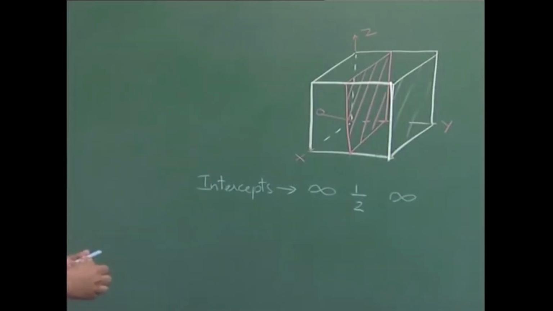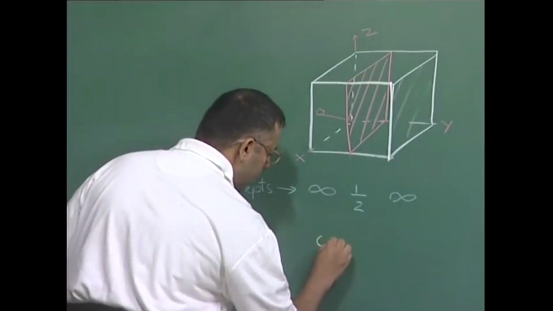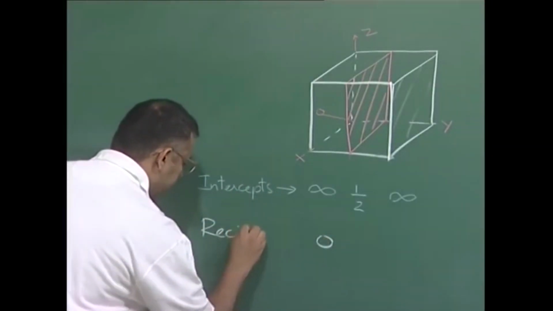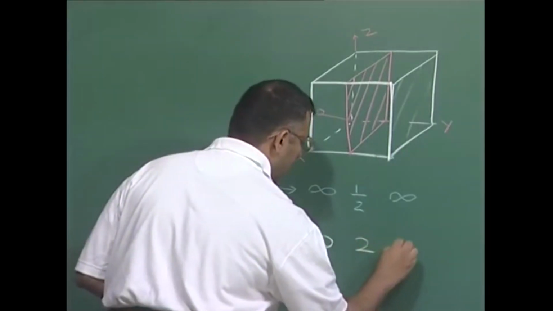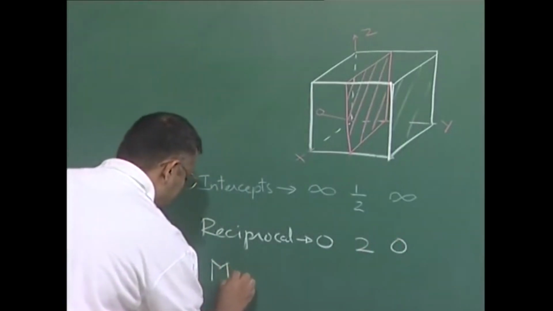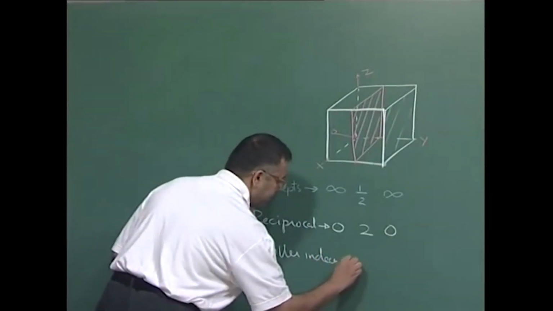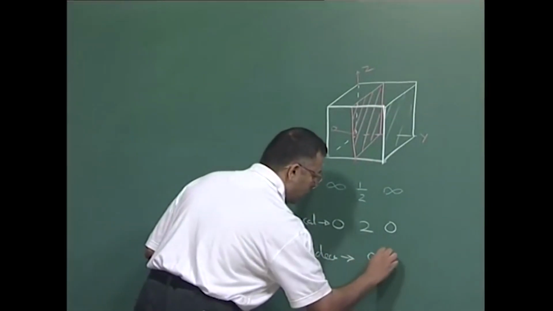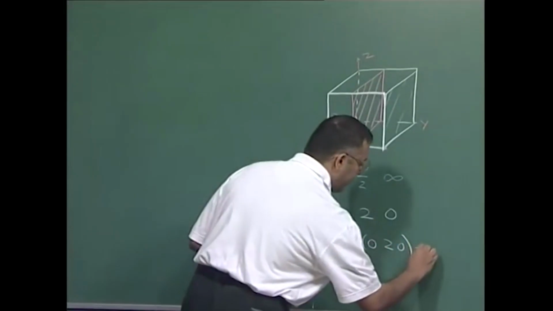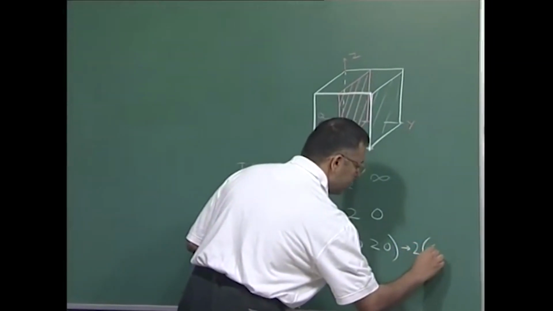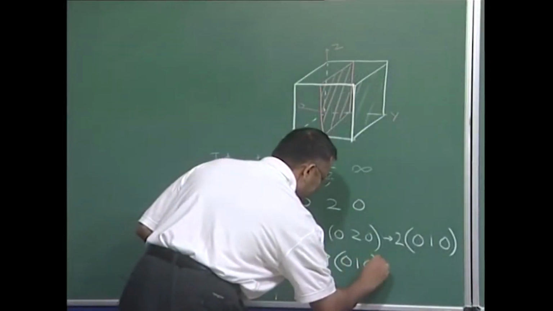So now I go and find reciprocals of this. The reciprocal of this plane would become 0, 2, 0. So Miller indices will become 0, 2, 0 if I like, or if I want to factor out the common factors, it will become 2 times 0, 1, 0, and I can of course write it as 0, 1, 0.